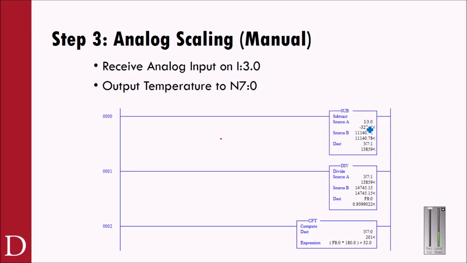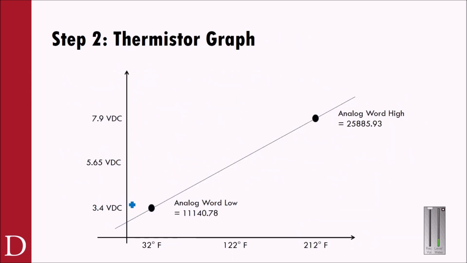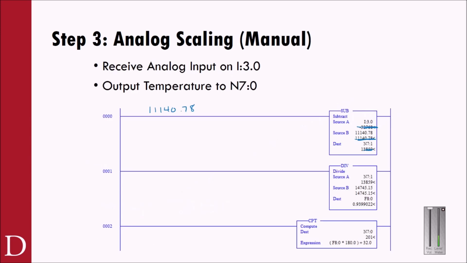So let's say my number coming into I3.0, we're going to ignore this one and this one and this one for now, okay? Let's say my number coming into I3.0 right now is 11,140.78. Well, then that's what's coming in right there into I:3.0. That's what I'm measuring. So what I've measured is a voltage, and that voltage was, remember, 3.4 volts, right? And the analog module converted that analog voltage to the digital value of 11,140.78.